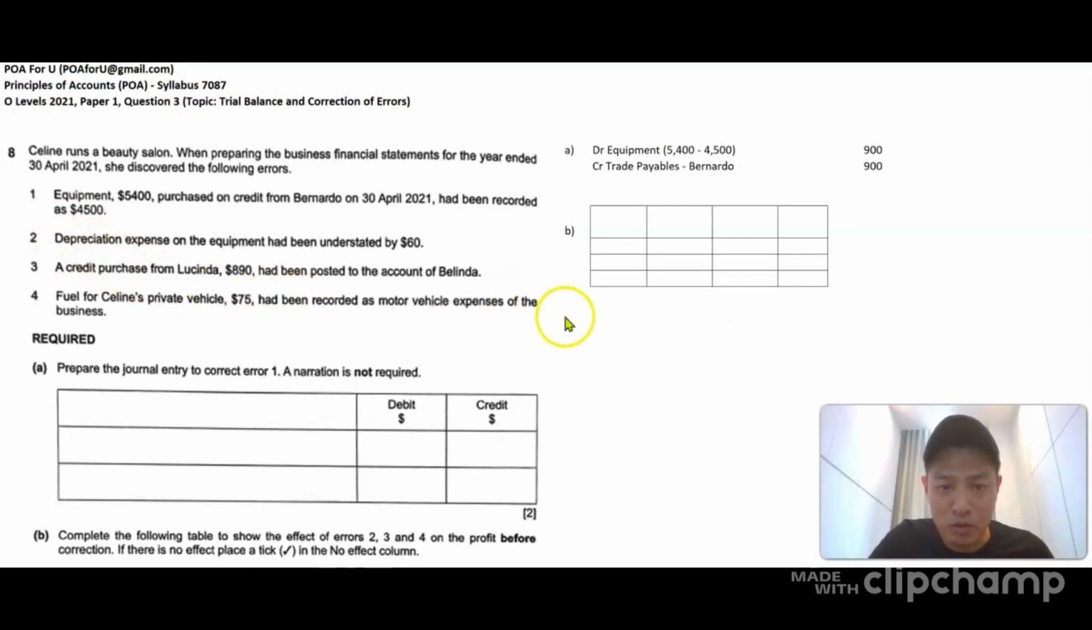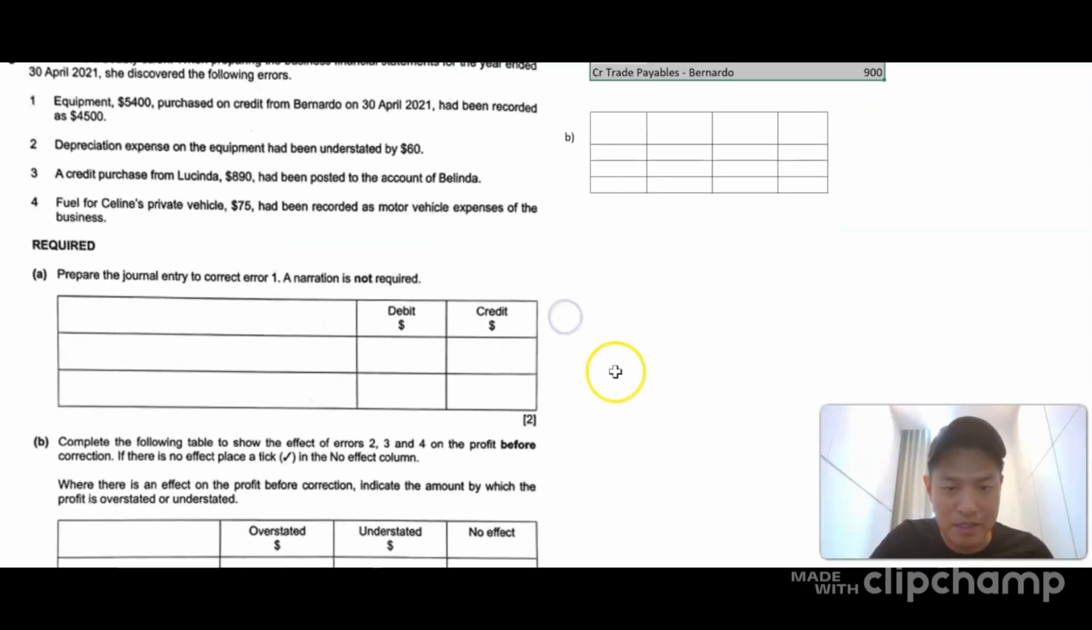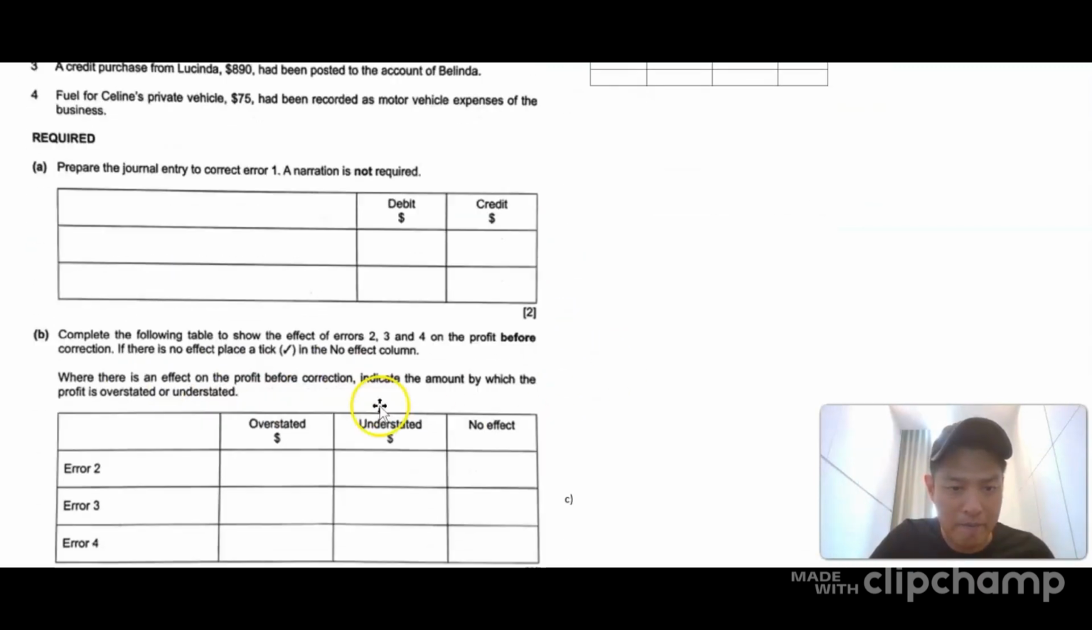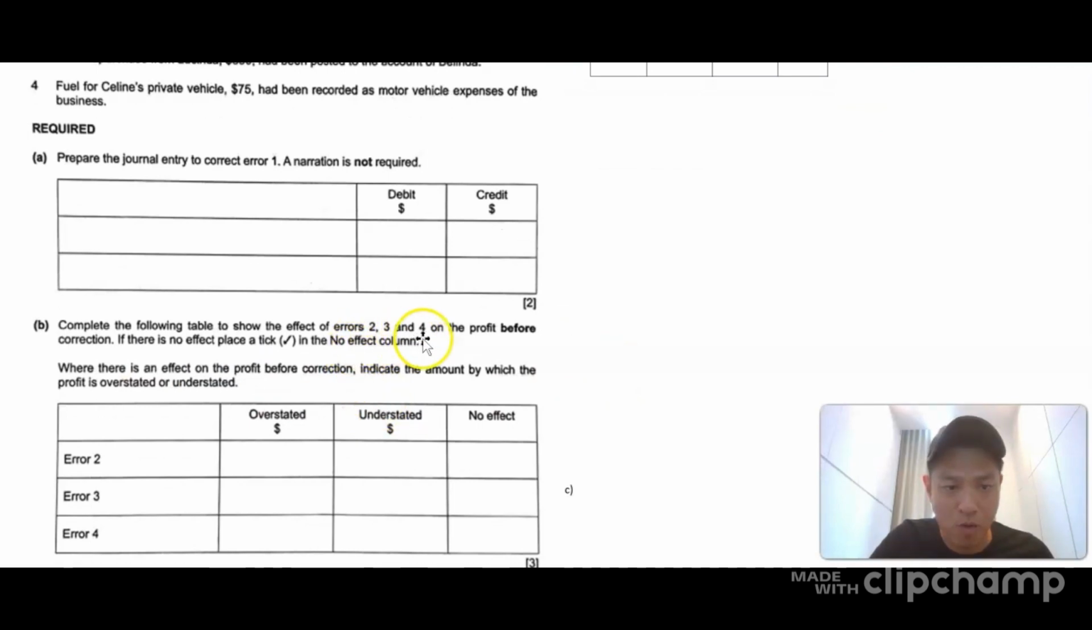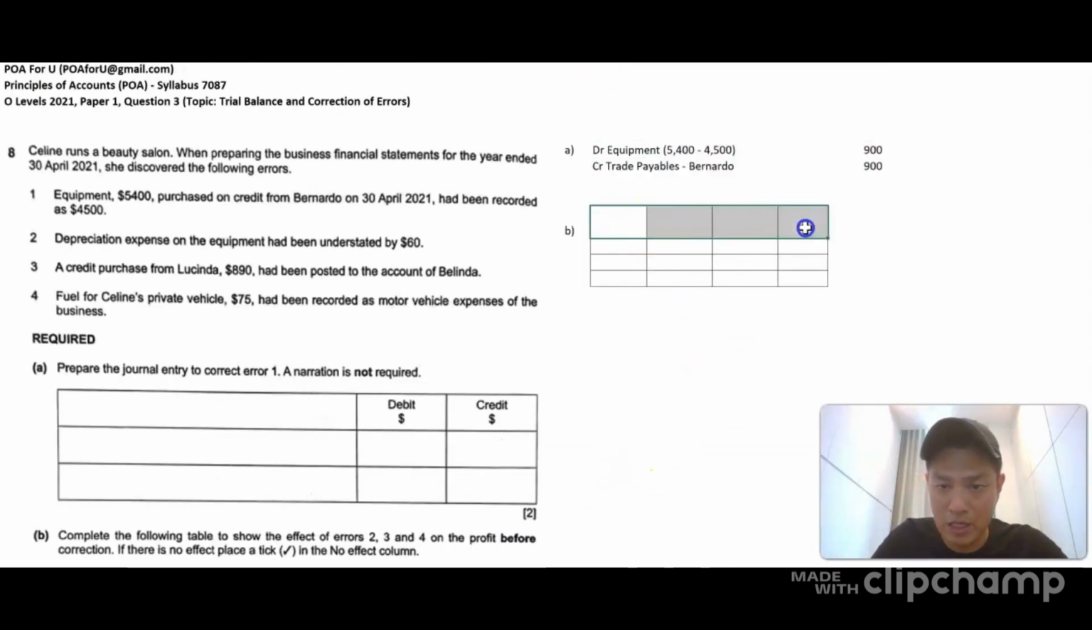Let's move on to part B actually. Part B says that for errors 2, 3 and 4, what is the effect on profit before the corrections are made, whether it's overstated, understated or no effect. So I've copied this table up to here, and then we can look at the question and answers side by side.